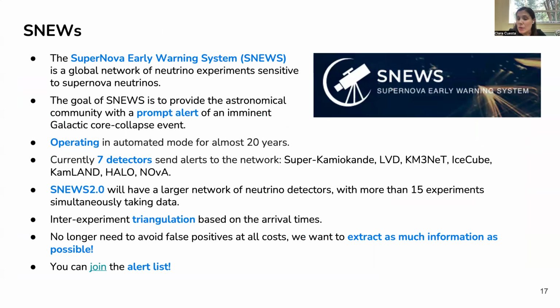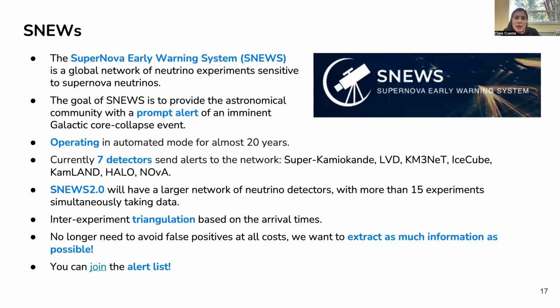With this aim, the supernova early warning system, SNEWS, was born more than 20 years ago. SNEWS is a global network of neutrino experiments sensitive to supernova neutrinos. The goal of SNEWS is to provide the astronomical community with a prompt alert of an imminent galactic core collapse event. Currently, there are 7 detectors sending alerts to the network: Super-Kamiokande, LVD, KM3NeT, IceCube, KamLAND, HALO, and NOvA.